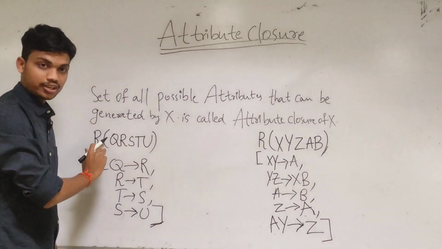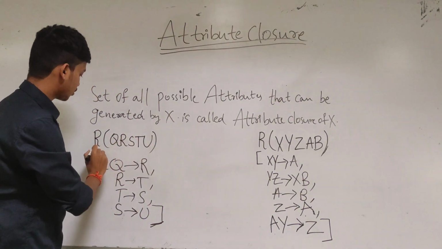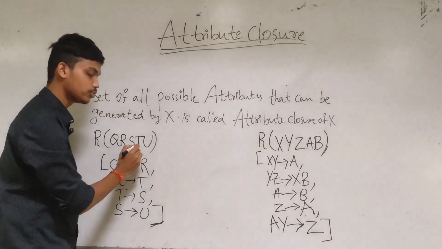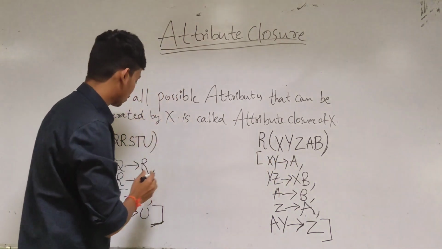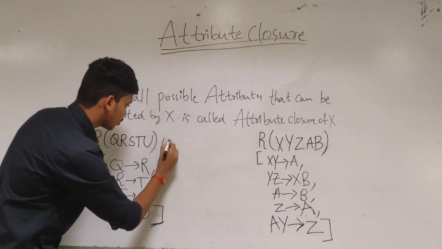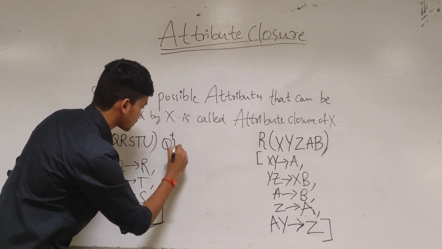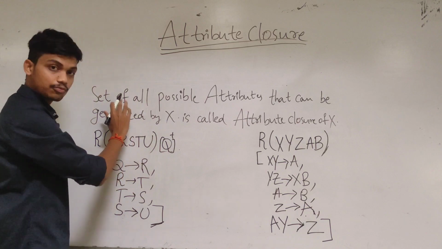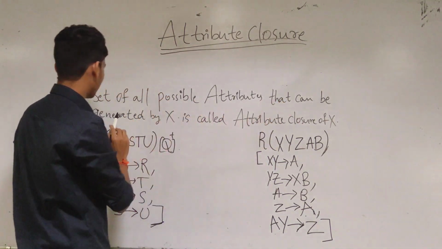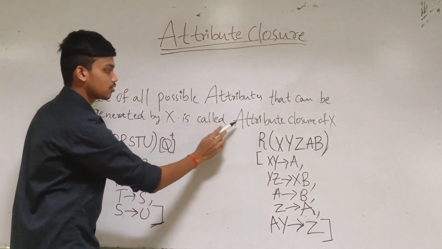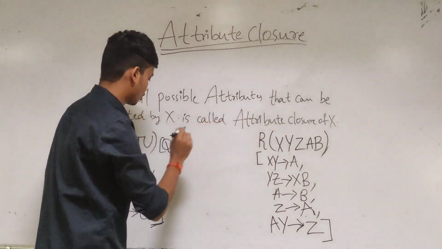For example, we take two examples here. One is a relation R with Q, R, S, T, U as its attributes. The other is a relation R with X, Y, Z, A, B as its attributes. First, we need to do the Q closure. What is the definition of closure here? The set of all possible attributes that can be generated by X is called the attribute closure of X.